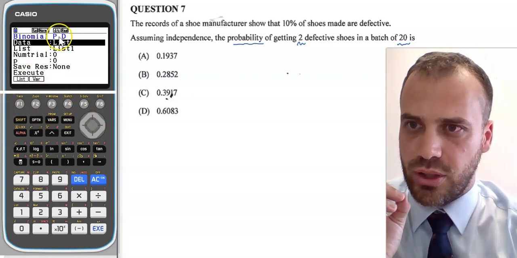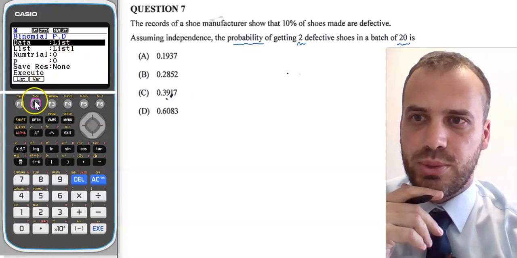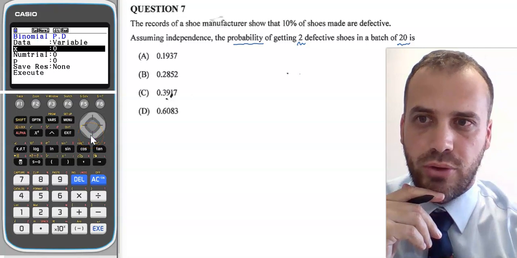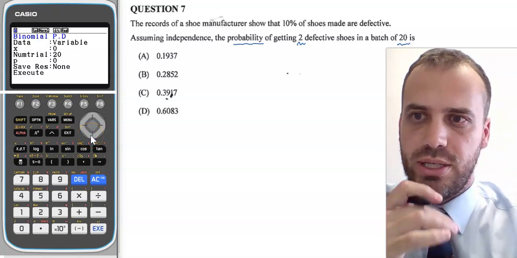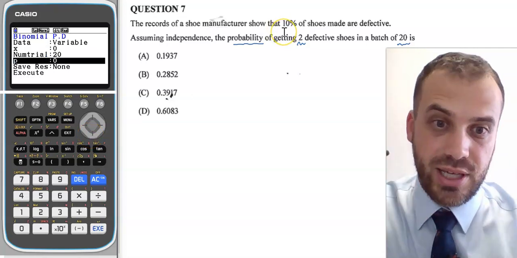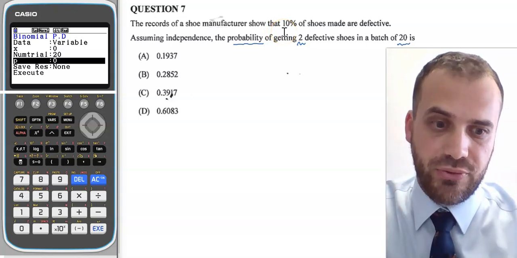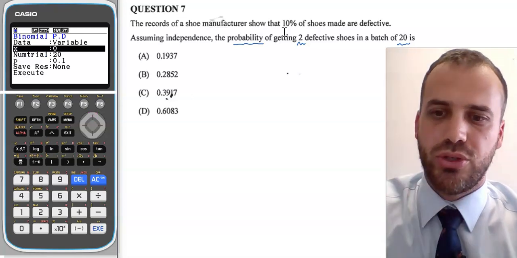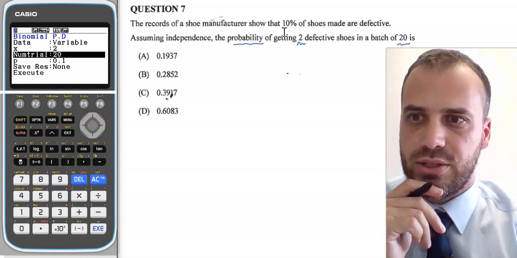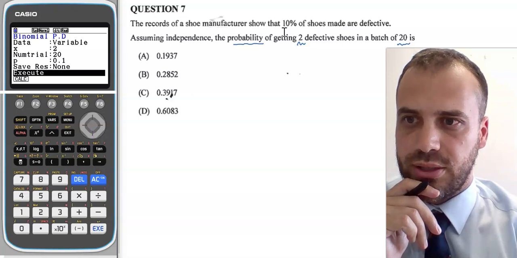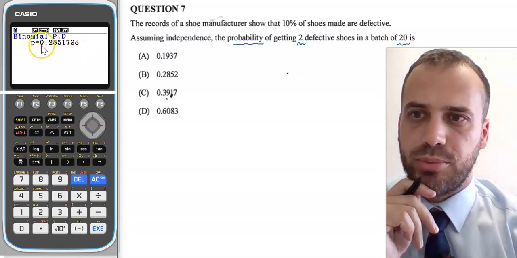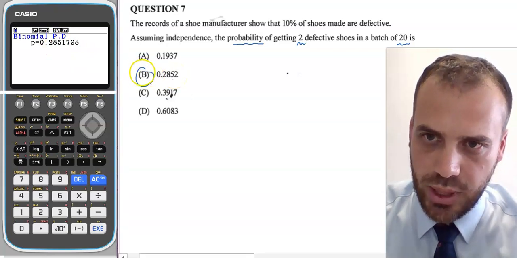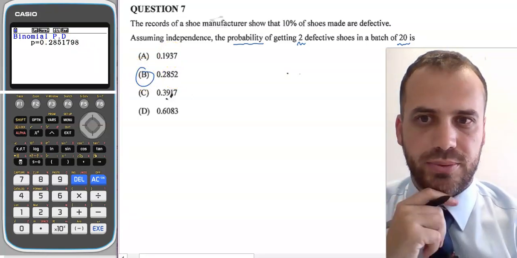All right, so I'm in lists here. We shouldn't be in lists. We need to be in variables, so set that up. Now, our number of trials is 20. The probability of success, in this case being defective is considered success, 0.1, and I want 2 successes. That's what our x value stands for. Now I can click execute there, and I get a probability of 0.2852, which is this one right here.